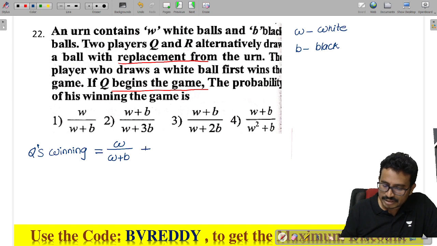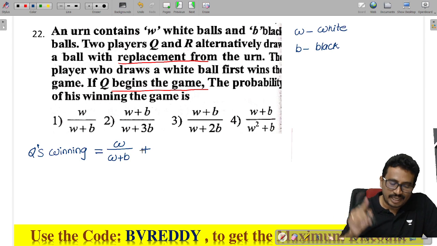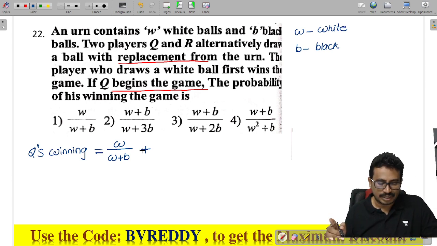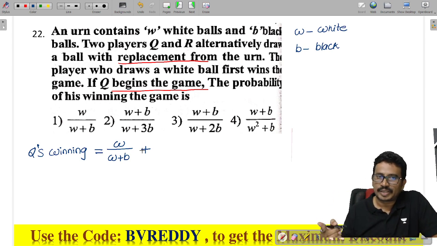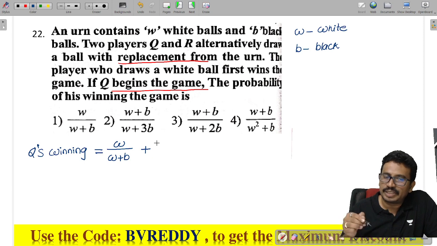Let us say when the second round happens, you tell me, if Q fails, then only the game will go to R. So that means Q has to fail. Means what now? If he gets the white ball, he is the winner. Fail means he has to get the black ball.